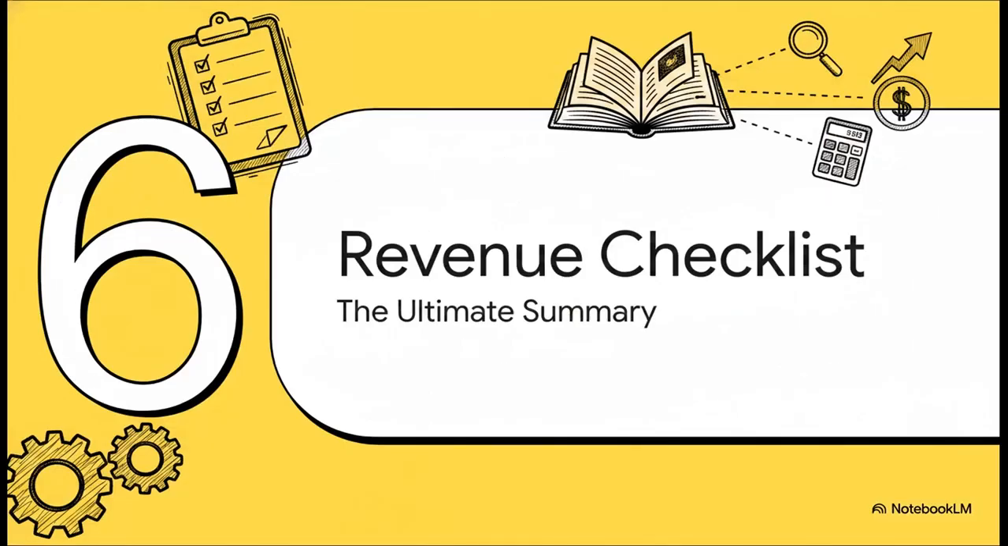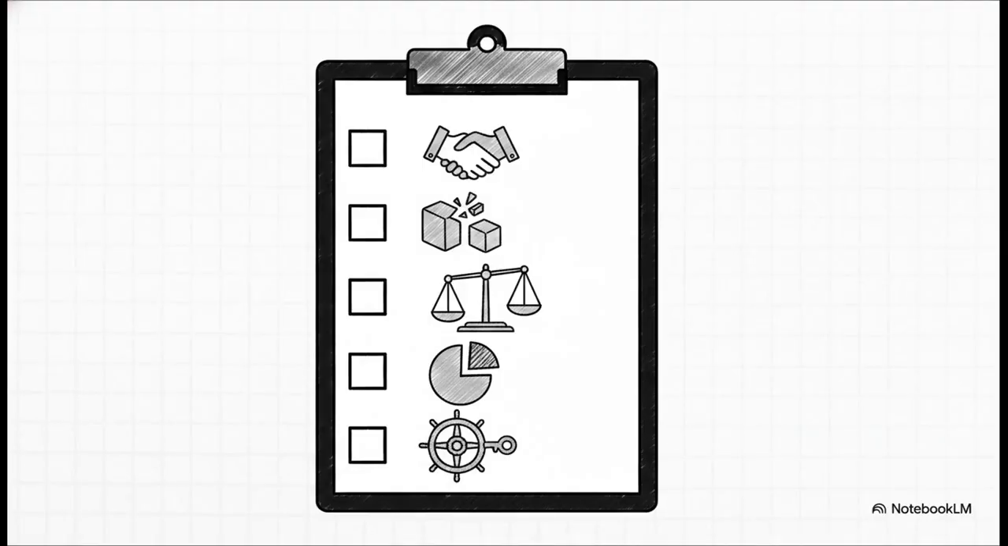Let's wrap things up with Section 6, the Revenue Recognition Checklist. We have covered a ton of ground today, so let's condense this whole shebang into a practical toolkit. I highly recommend keeping this ultimate summary checklist pinned right to your monitor. Whenever you review a revenue file, verify every single step.